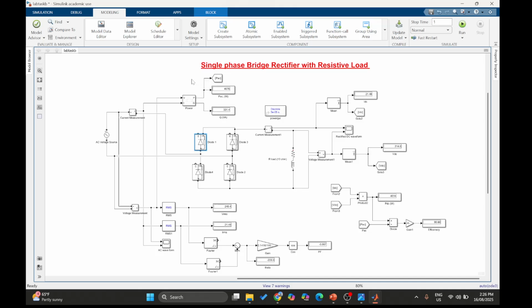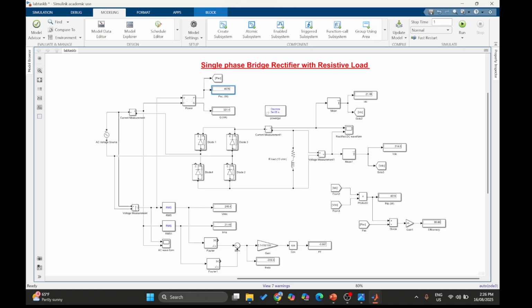Now at the top left-hand side, I am measuring an instantaneous power at the source. I am using a power block here, where I will get the active power, which is the AC input power in watts, and I'm getting the reactive power at the bottom.